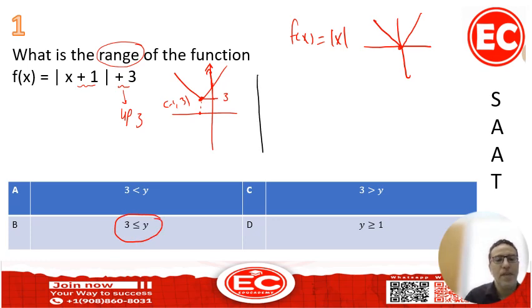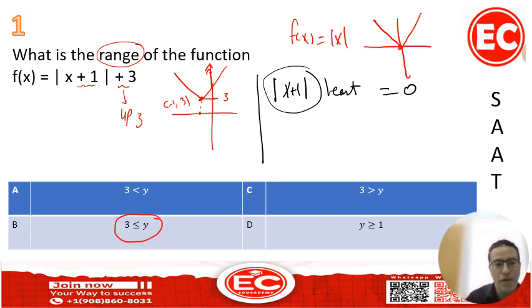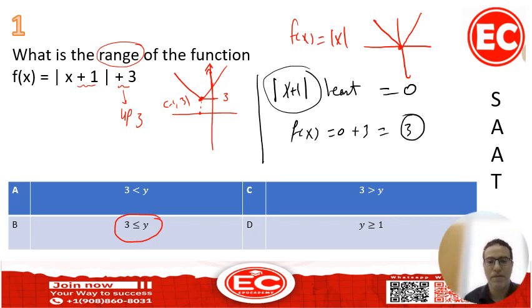But notice another solution: the least value for any absolute value is equal to 0. And there is no value smaller than 0 for the absolute value because it cannot give you a negative. So the least value for the function is equal to 0 plus 3, which is equal to 3. So the range is all the numbers from 3 and above.